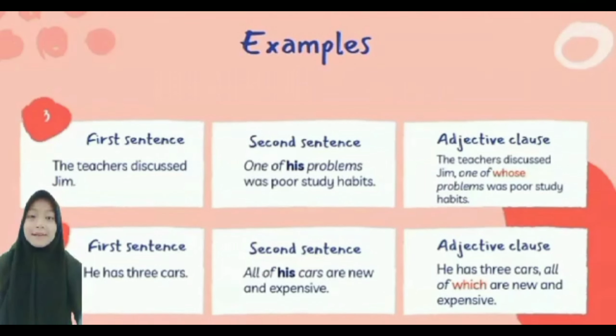And the last example: he has 3 cars. All of his cars are new and expensive. So the adjective clause is: he has 3 cars, all of which are new and expensive. Can you guess why? Yes, because we talk about the cars. It is an object.